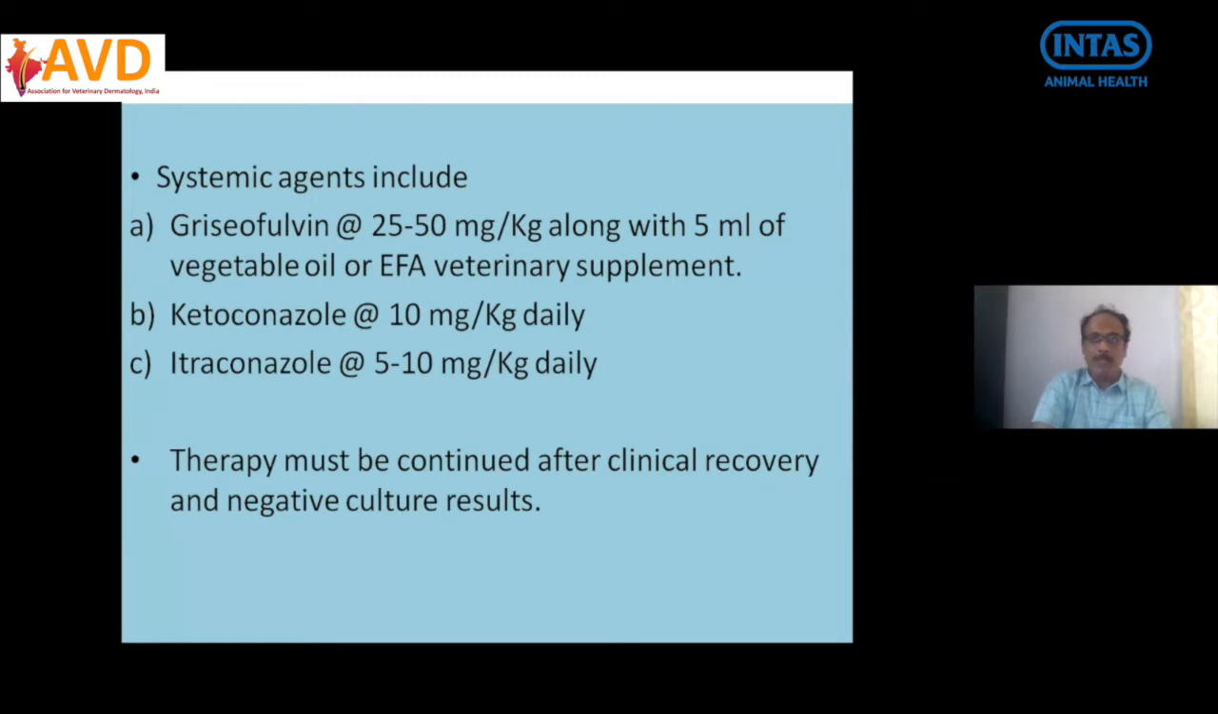The primary agent of choice is griseofulvin. It can be used at a dose rate of 25 to 50 mg per kg body weight. It should be used along with some vegetable oils or essential fatty acids, veterinary supplements, so that it will be easily absorbed. Ketoconazole, even though slight hepatotoxicity is reported, can be tried at a dose rate of 10 mg per kg body weight daily. Itraconazole, which is much less toxic nowadays, is very frequently used at the rate of 5 to 10 mg per kg daily.